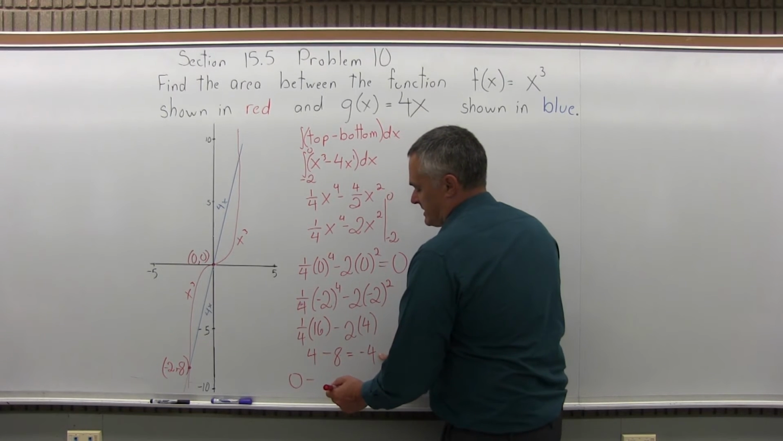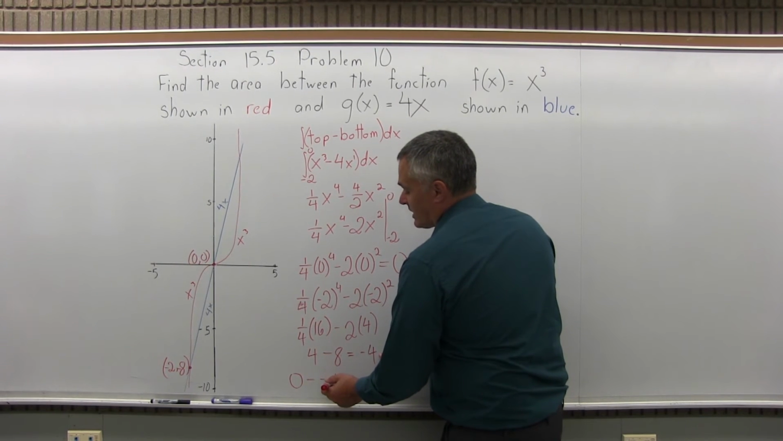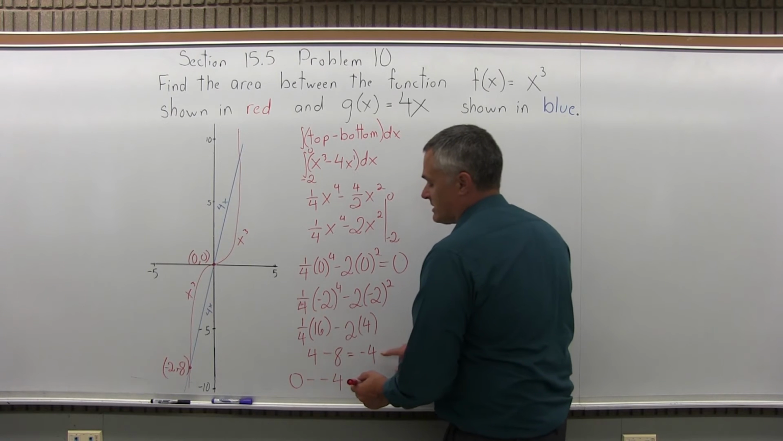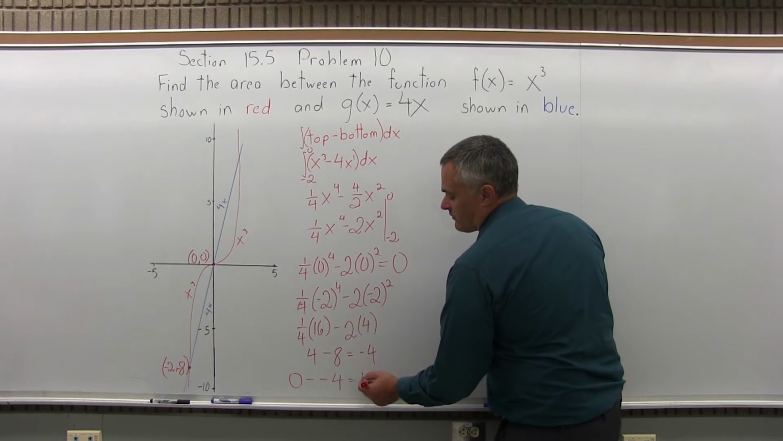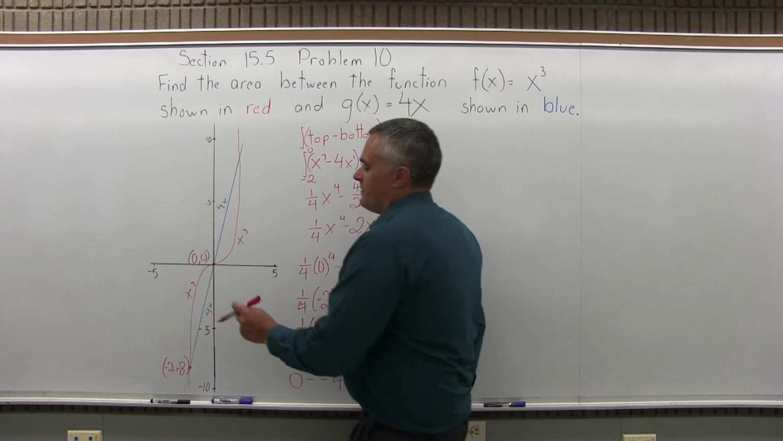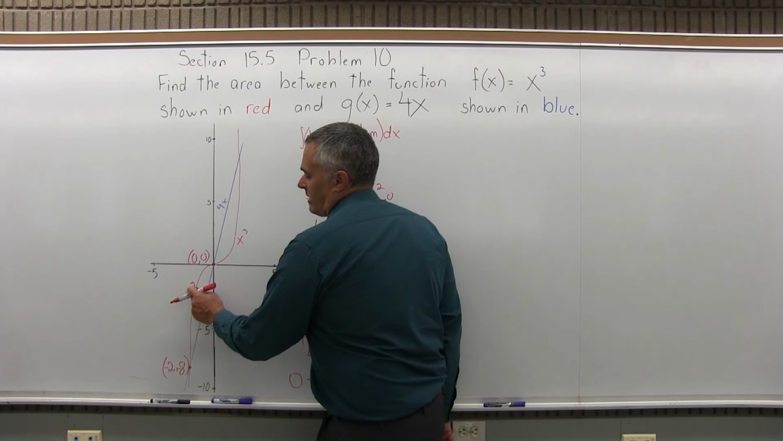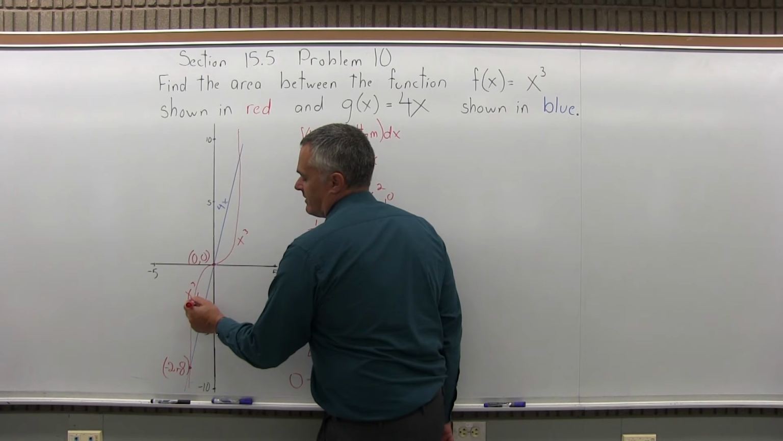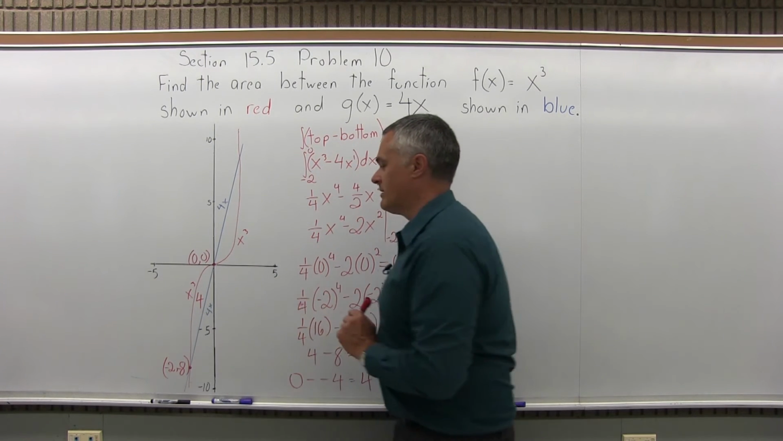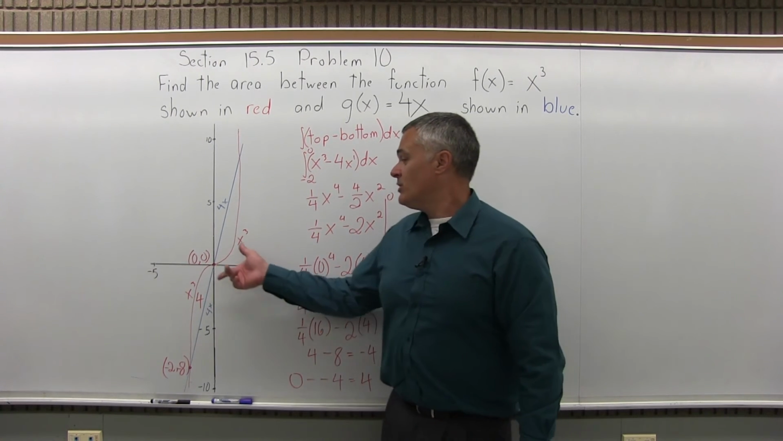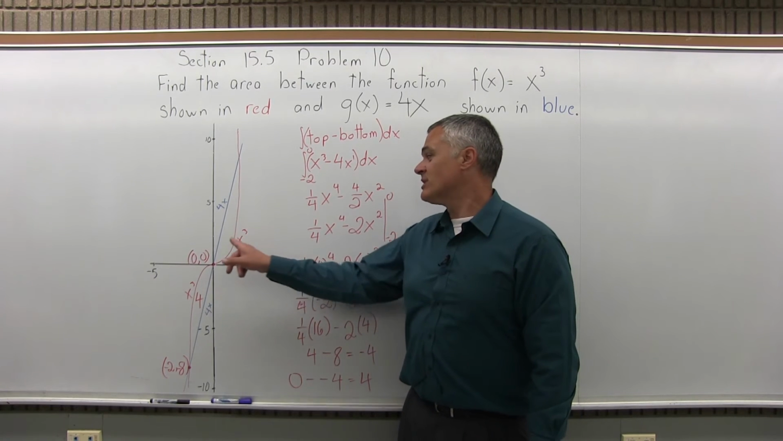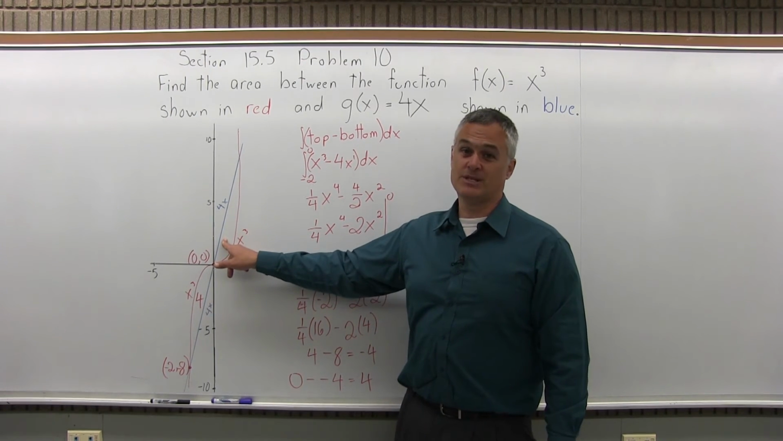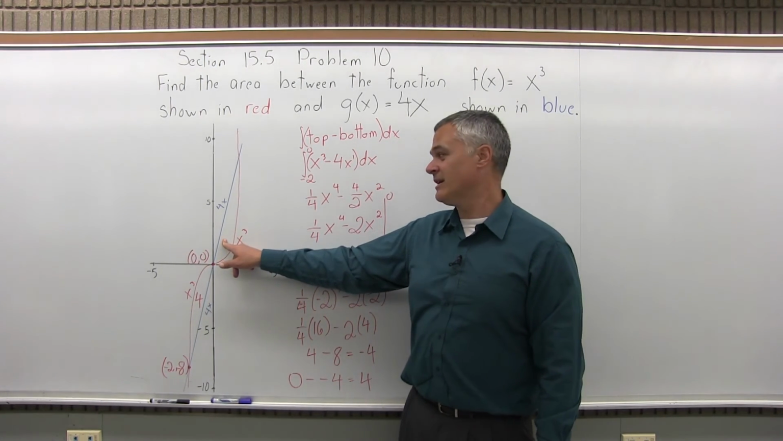Subtract my result from step 3, which is -4. So I have 0 minus a -4, or 0 plus 4, which is 4. So the bottom left piece of area trapped between the red and the blue graph has an area of 4. Now, due to the symmetry of the graph, I strongly suspect that the area in the upper piece is also going to be 4 to give me a total of 8.